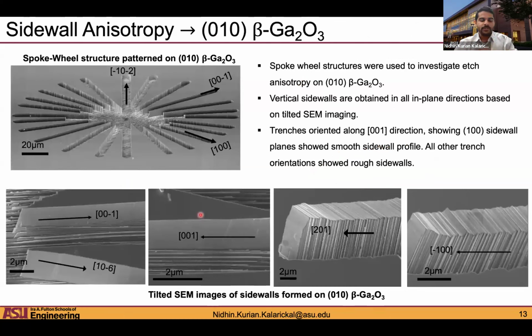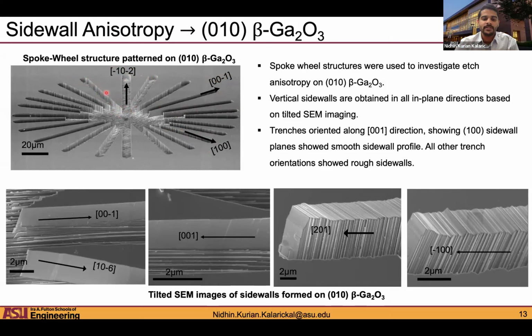Okay. Now, since this is a chemical etch, we saw quite a lot of anisotropy for this etch process. First of all, gallium oxide is anisotropic. It's a monoclinic crystal structure, so we did expect anisotropy. To study this, we patterned these spoke wheel structures. These are essentially trenches that are aligned in different crystallographic directions, for example, 001 or 100, 102, etc. These reveal specific crystallographic sidewall planes. If you orient these trenches in those directions, you're getting specific sidewall planes.